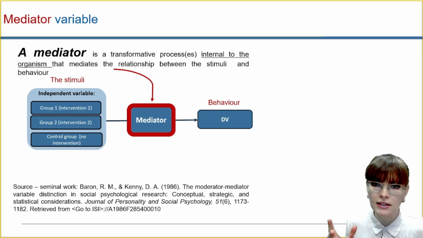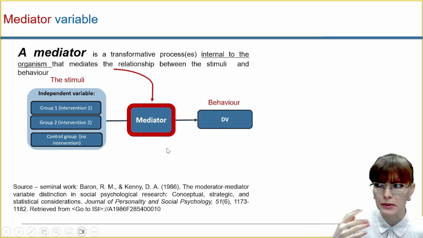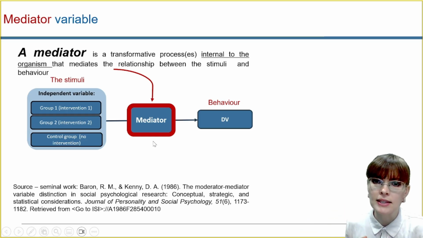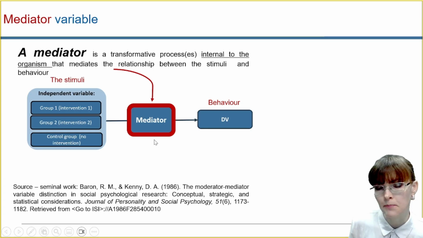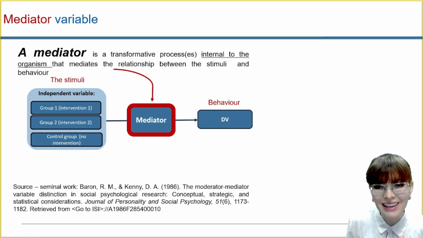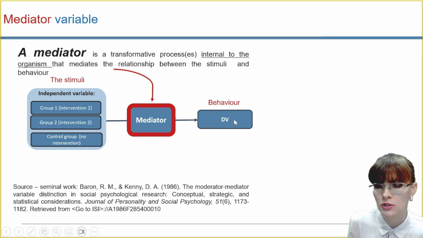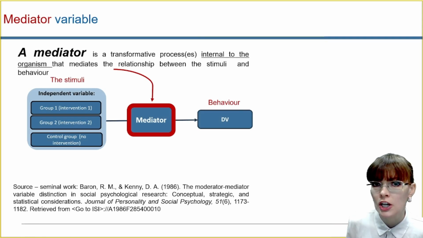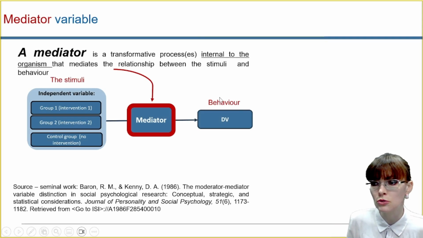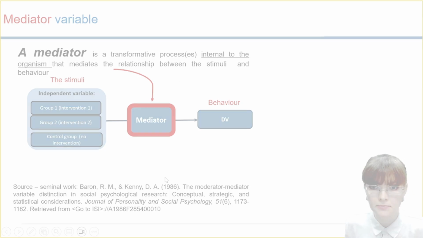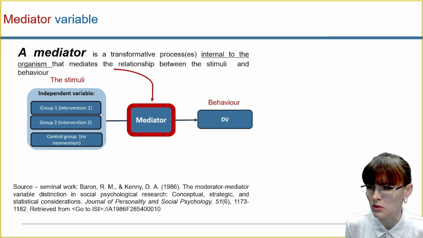If we try to understand the definition or the purpose of the mediator, which is something that exists between the independent variable and dependent variable, the easiest way to understand it is that it is an underlying process. It is something that actually explains the effect of your stimuli, of your independent variable, on the outcome that you're actually measuring. And this underlying process is usually very internal to the organism or to the individual who is exposed to your stimuli.